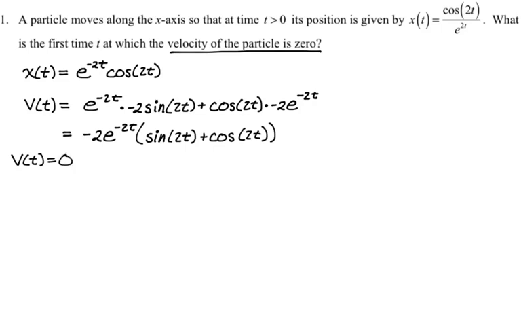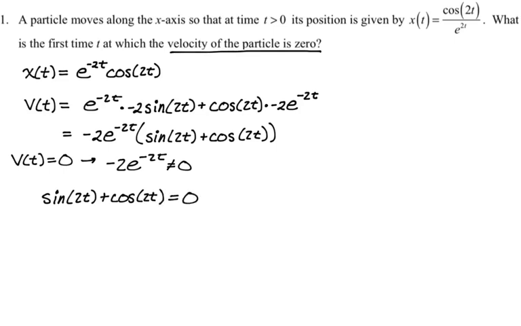First thing I notice is that first factor, negative 2e to the negative 2t. We need that to be equal to 0 if we're going to get 0, but it's an exponential that is not shifted up or down, so it actually never equals 0. So the only 0 could come from the second factor. So sine of 2t plus cosine of 2t equals 0.